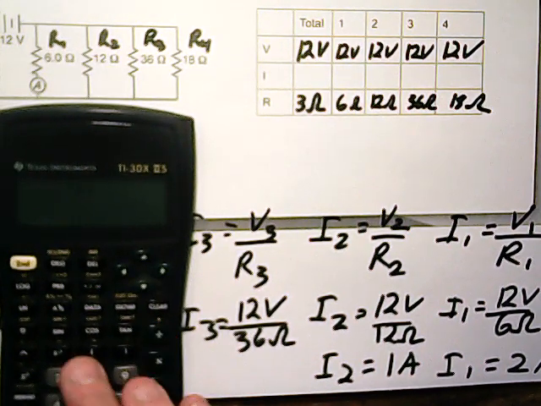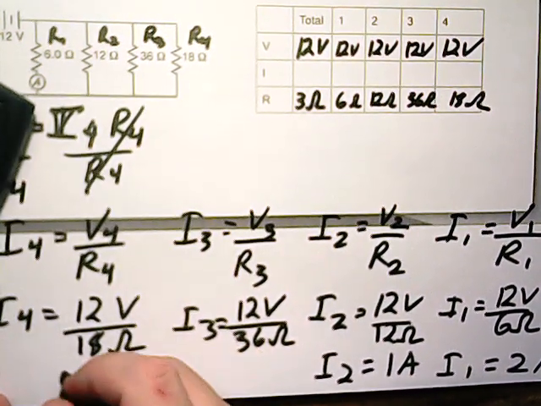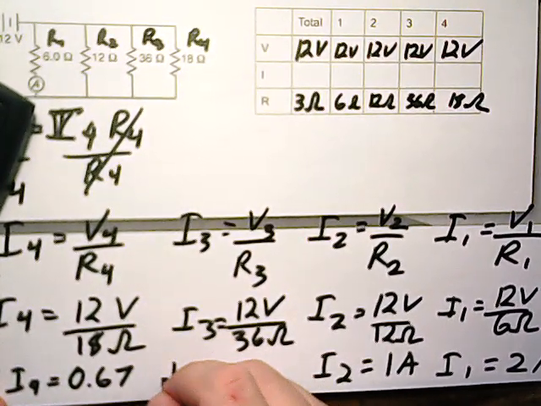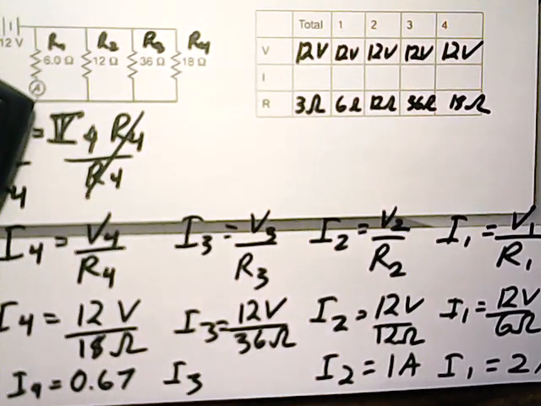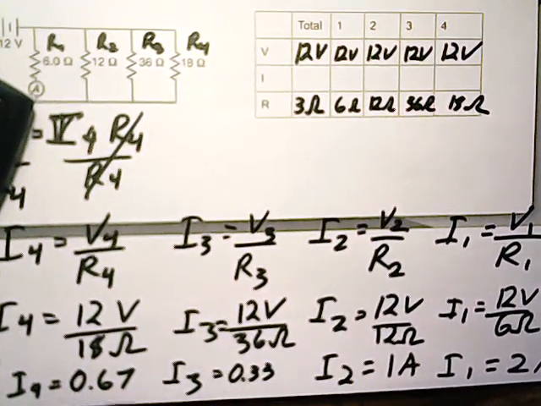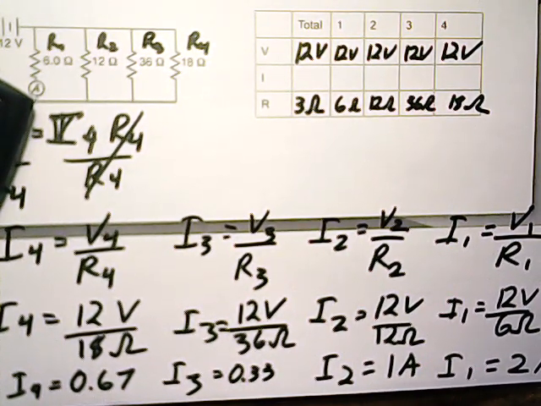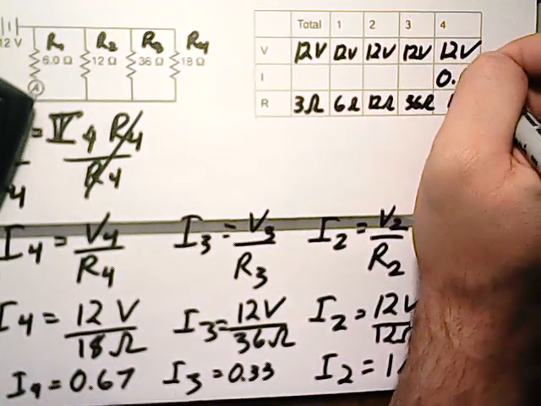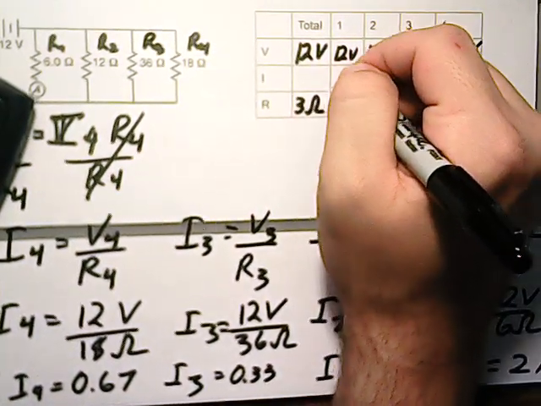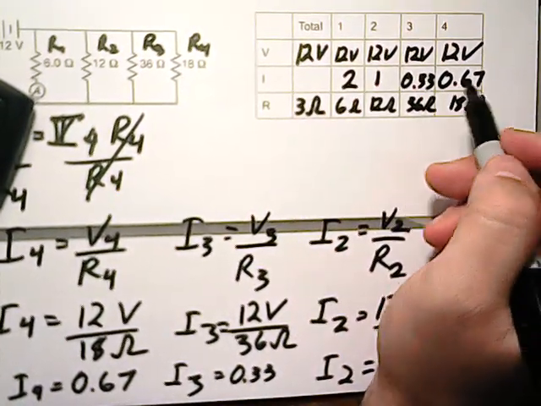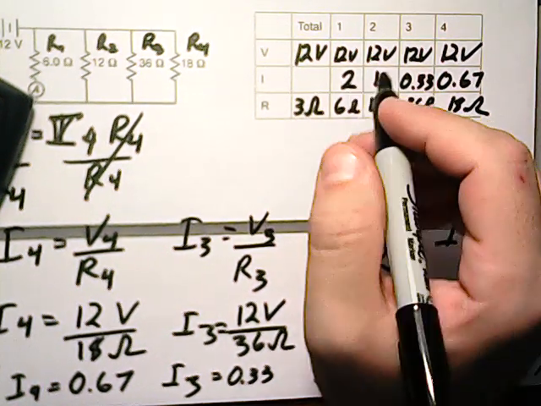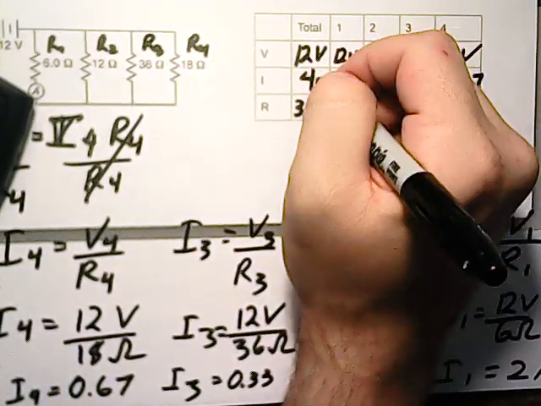12 divided by 18 gives us 0.67. I3, 12 divided by 36, that's a third, so it's 0.33. So we have I4, which is 0.67, 0.33, 1, and 2. So if we add these together, these two would add up together to be 1. 1 plus 1 is 2. 2 plus 2 is 4 amps.